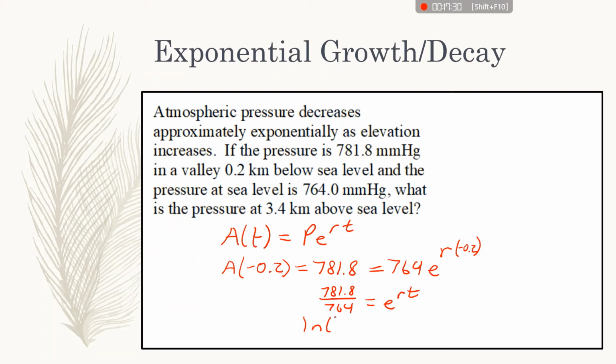So we've got our rate. I wanted to know what the pressure would be at 3.4 kilometers above sea level. So I'm just going to plug in 3.4 and we'll get our final answer. So at 3.4 kilometers above sea level, we'll have 764 e to the rate times our time, 3.4.